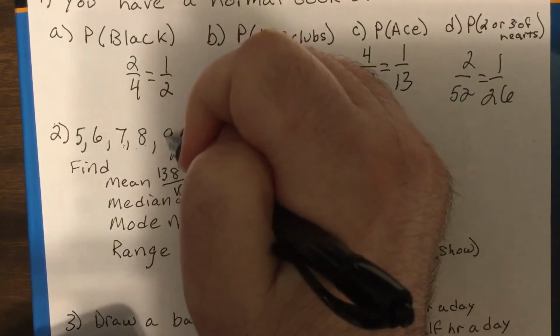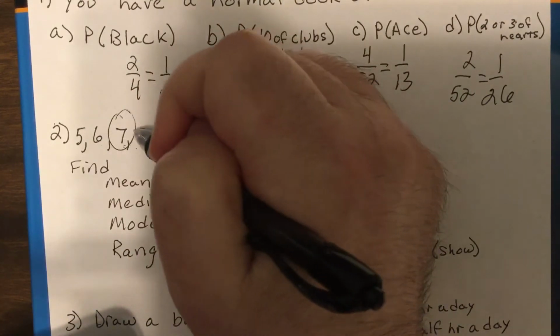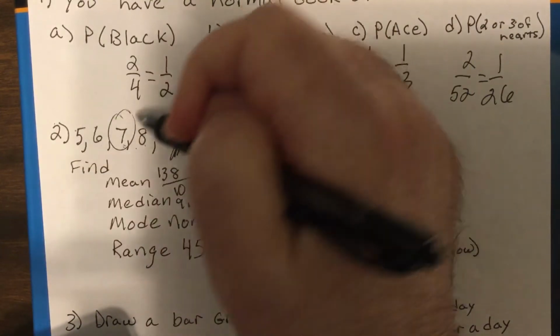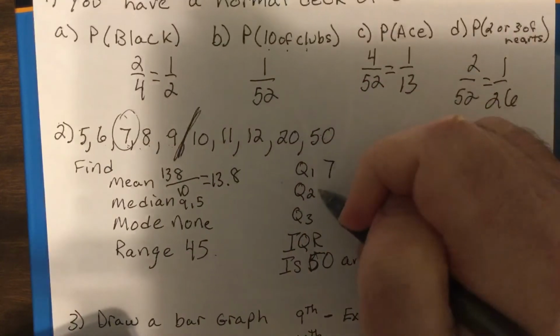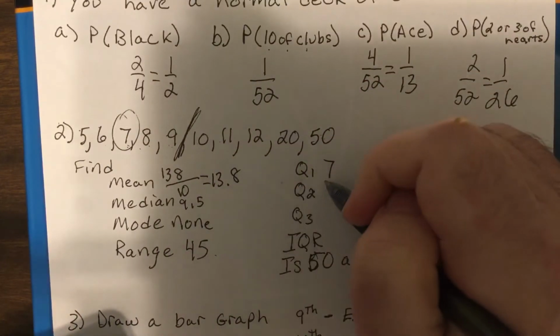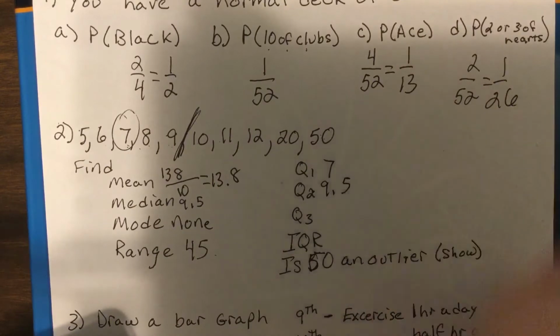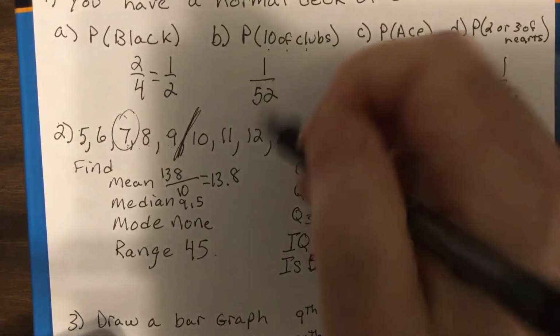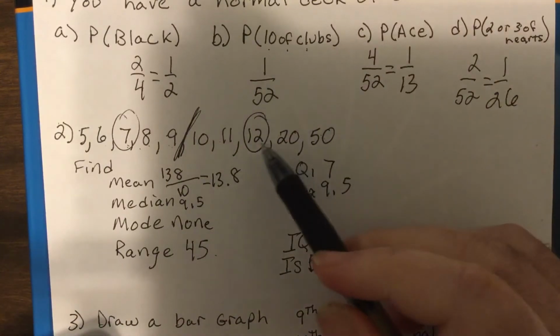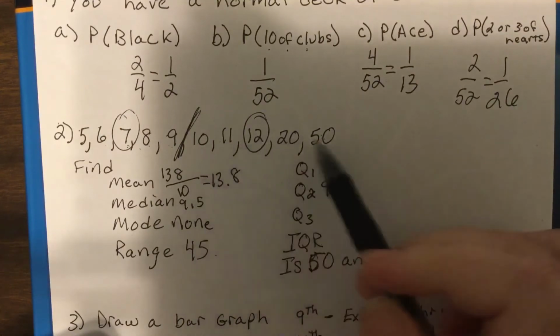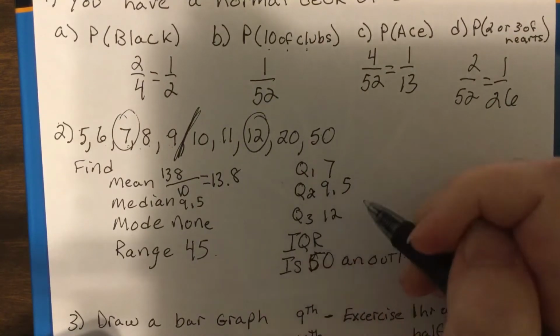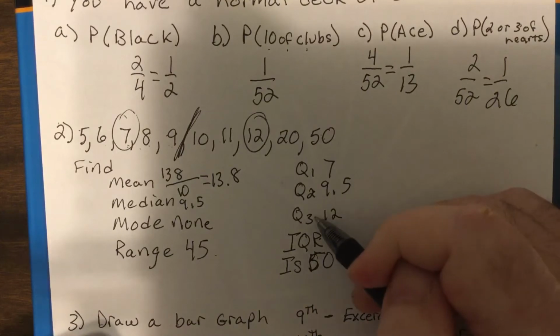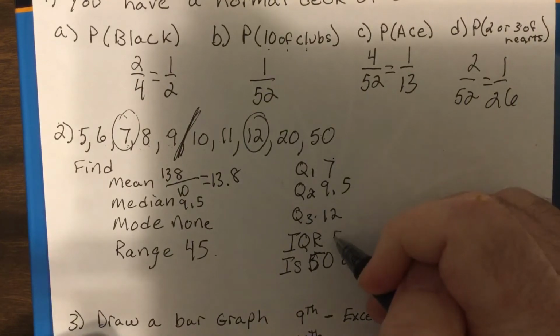Q1, the bottom list, the middle number, there's 2 above, 2 below. That's how I always check, so 7. Tried to trick you, Q2 is just the median. Ha, ha, ha, 9.5. And then the median of the top list is your Q3. That's 12. IQR is Q3 minus Q1, so that's 5.